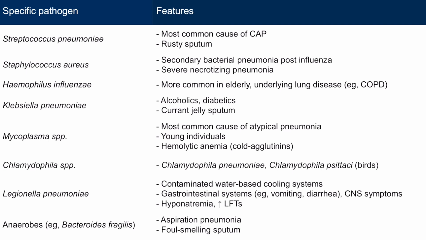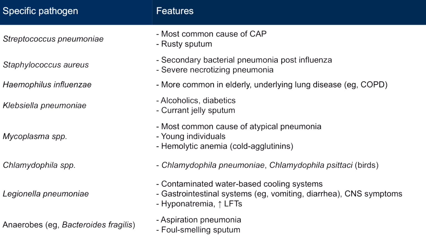Coming to atypical organisms, Mycoplasma species is the most common cause of atypical pneumonia. It's mostly seen in young individuals. Laboratory tests may show hemolytic anemia due to production of cold agglutinins against red blood cells. Another common cause of atypical pneumonia is Chlamydophila species, which include Chlamydophila pneumoniae and Chlamydophila psittaci, the reservoir for which is birds. Legionella pneumonia, transmitted by contaminated water-based cooling systems, is another cause of atypical pneumonia.